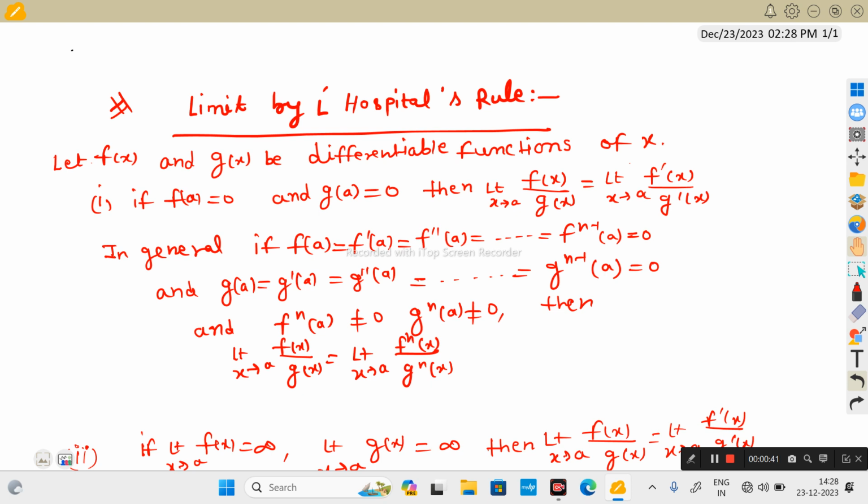In general, if f of a, the first derivative of f at a, the second derivative of f at a, up to the (n minus 1)th derivative of f at a equal 0, and similarly for g at a, the first derivative of g at a, the second derivative of g at a, up to the (n minus 1)th derivative of g at a equal 0, and the nth derivatives of f and g are non-zero, then the limit as x tends to a of f(x) upon g(x) equals the limit as x tends to a of f^n(x) upon g^n(x).